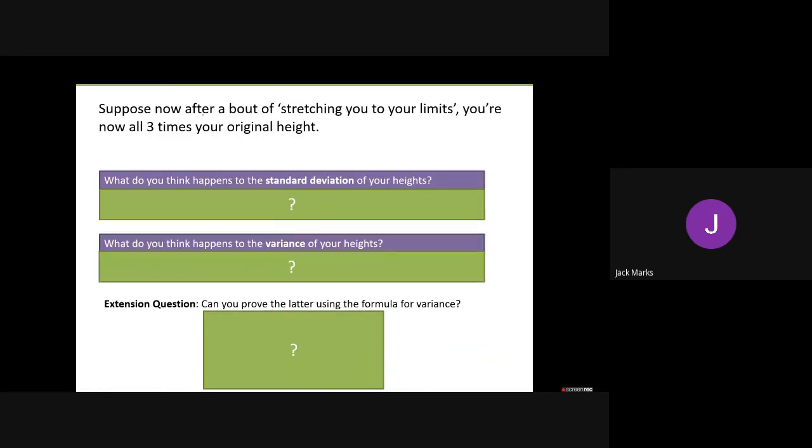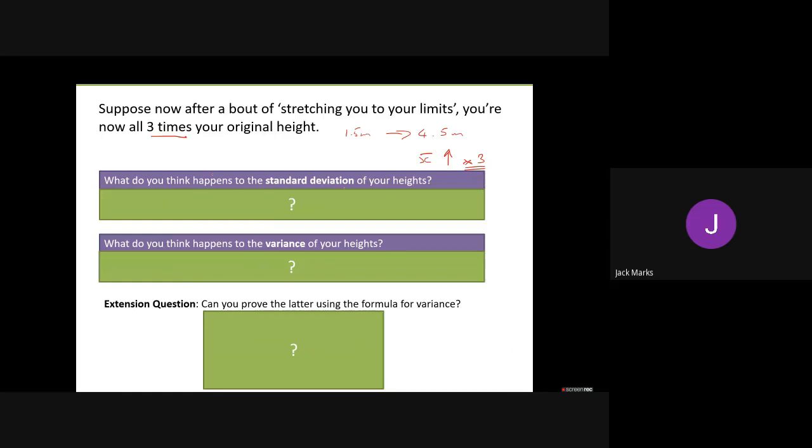Another example: let's pretend for our heights that we're all going to become 3 times taller than we were. So if somebody was 1.5 meters before, they would become 4.5 meters, for example. What's going to happen to the mean? What's going to happen to the average height here? Hopefully, again, you're happy with the idea that the average height is going to go up. In fact, it's going to be multiplied by 3.